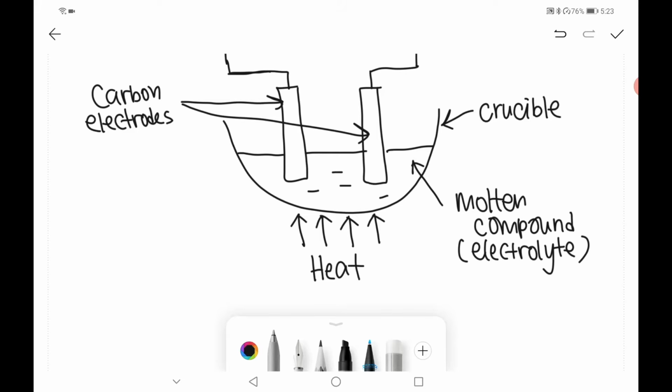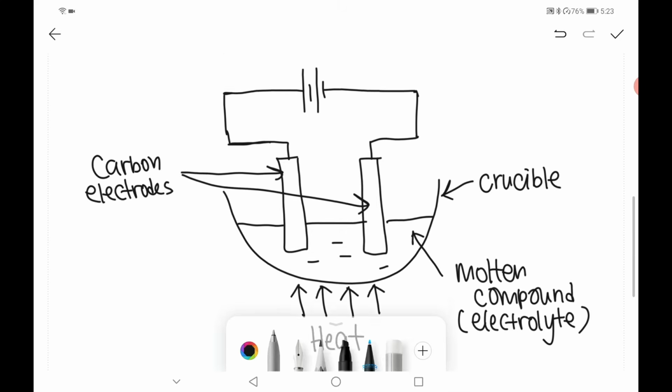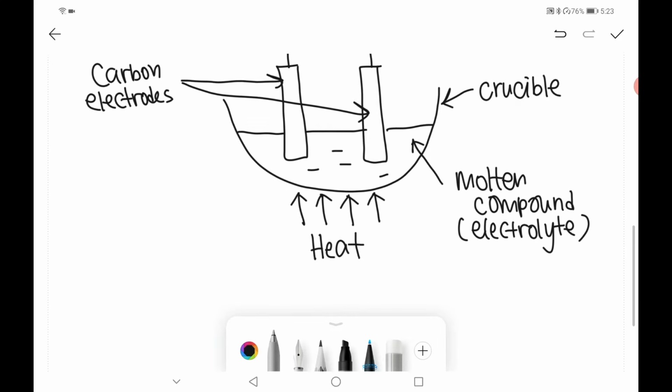We heat using crucible because crucible is made of ceramic. Ceramic can withstand very high temperature. We learned this in your Form 4 Chapter 8, that ceramic can withstand very high temperature.